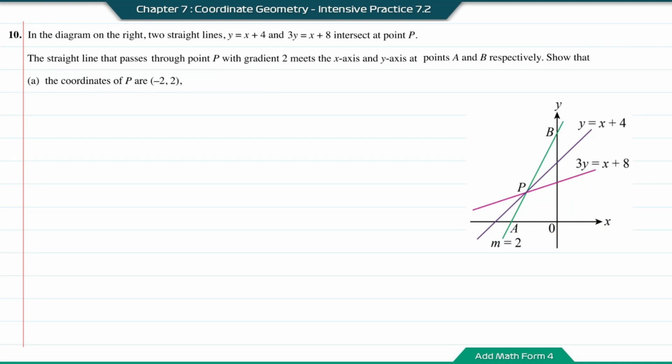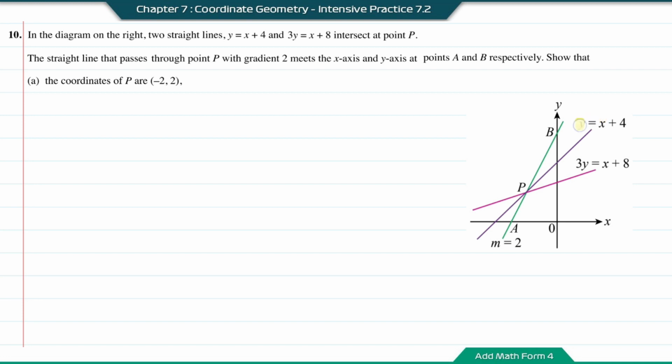Question number 10. In the diagram on the right, two straight lines y equal to x plus 4 and 3y equal to x plus 8 intersect at point P. The straight line that passes through point P with gradient 2 meets the x-axis and y-axis at point A and B respectively. Show that the coordinates of P are negative 2, 2.